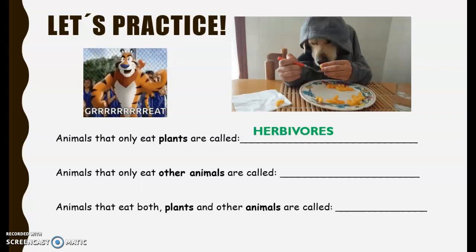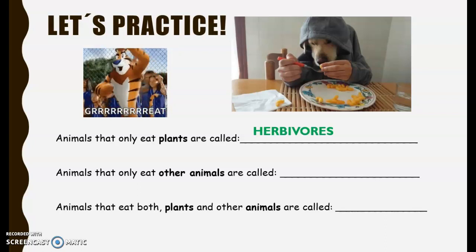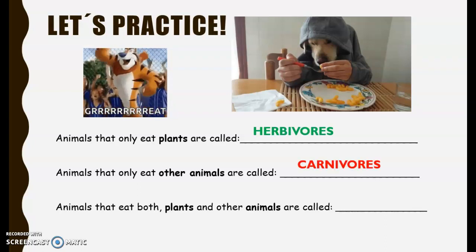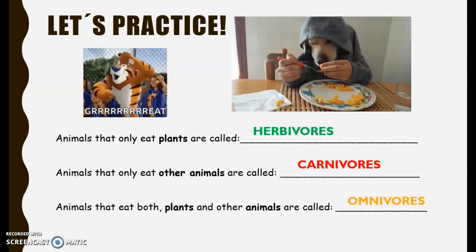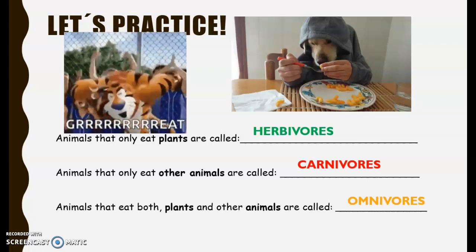Very good. They are herbivorous animals. Next one, guys. Animals that only eat other animals are called... Okay, try to do it. Excellent, guys. They are called carnivores. And the last one is the easiest one. Animals that eat both plants and other animals are called omnivores. Pretty good. So, guys, you did a very good job.